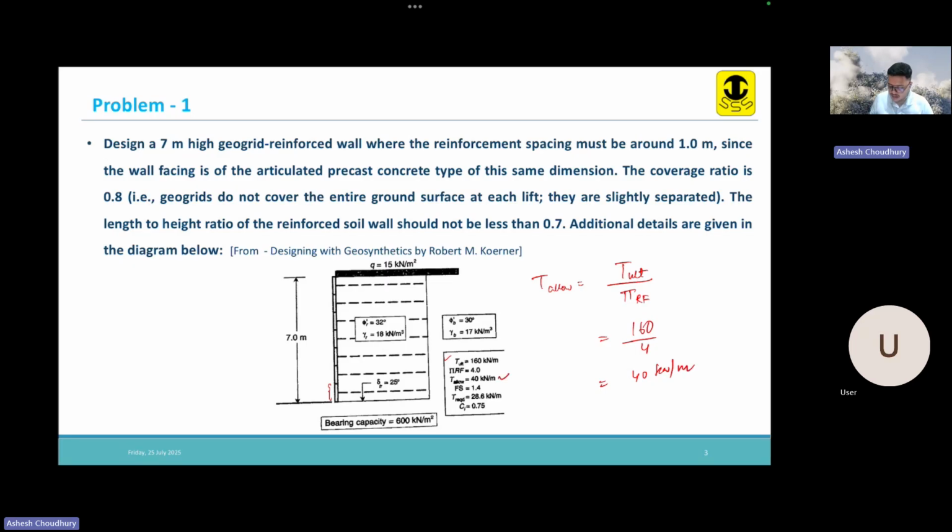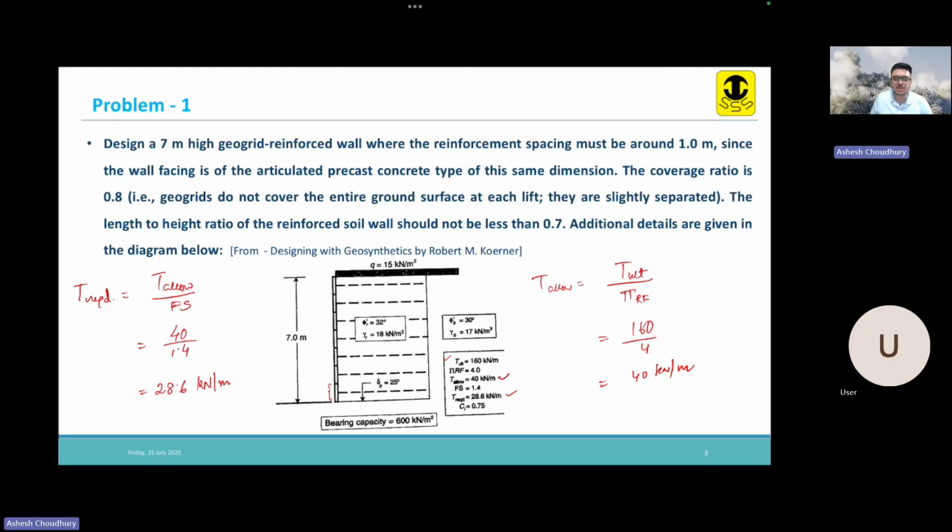Now, if the allowable is 40 kilonewton per meter, from there we reduce it further by dividing it by some factor of safety. So you will get T required. The T required is allowable divided by the factor of safety.